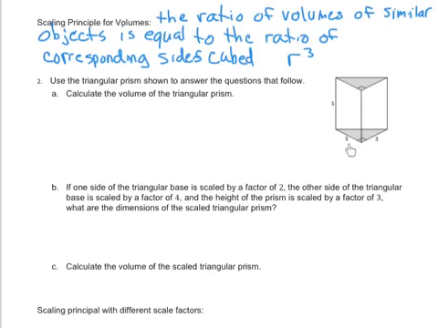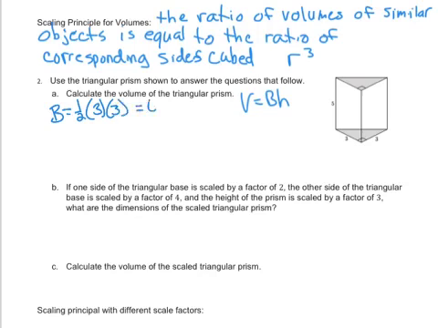Here is a triangular prism, and we want to first calculate the volume of the triangular prism. So volume is always the base area times the height. In this case, the base area is going to be 1/2 times 3 times 3, and then we multiply it by the height.